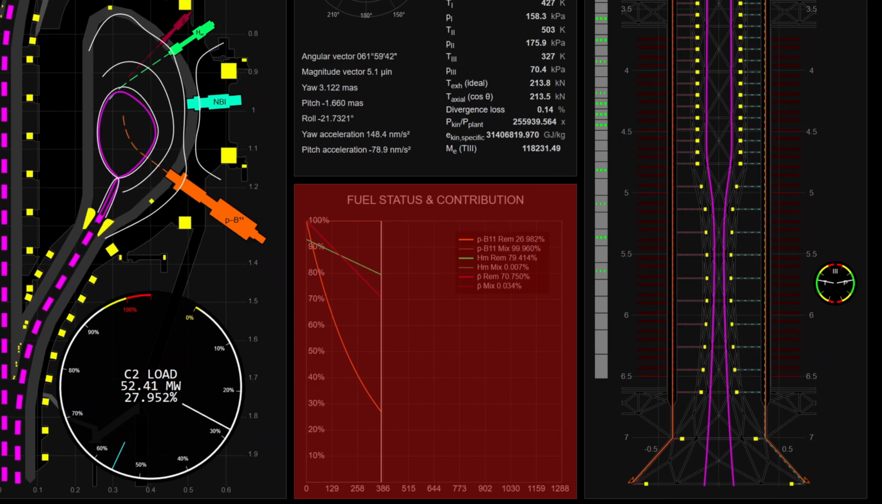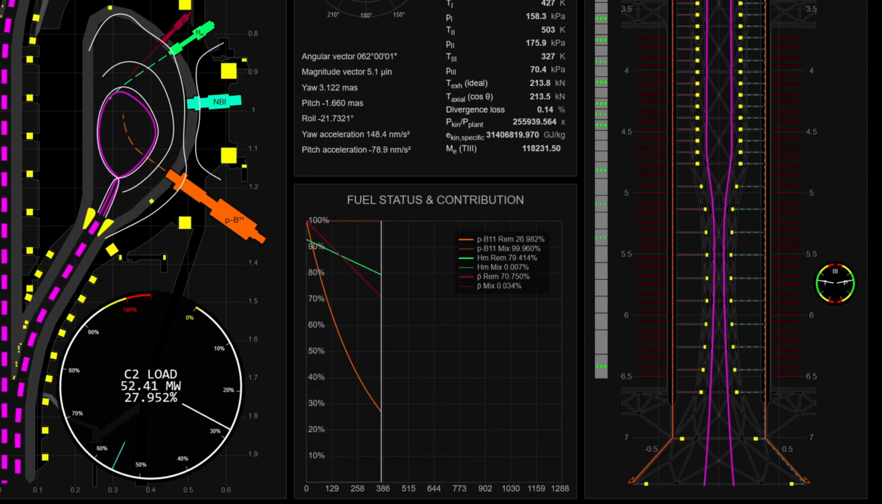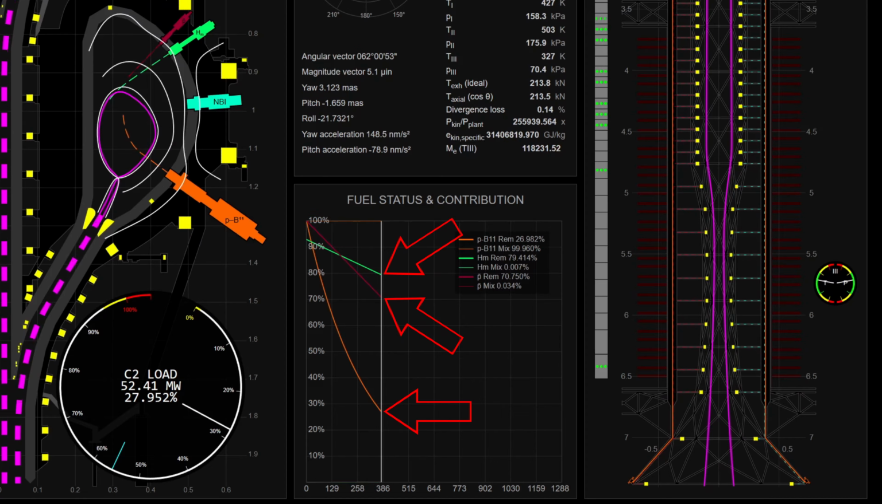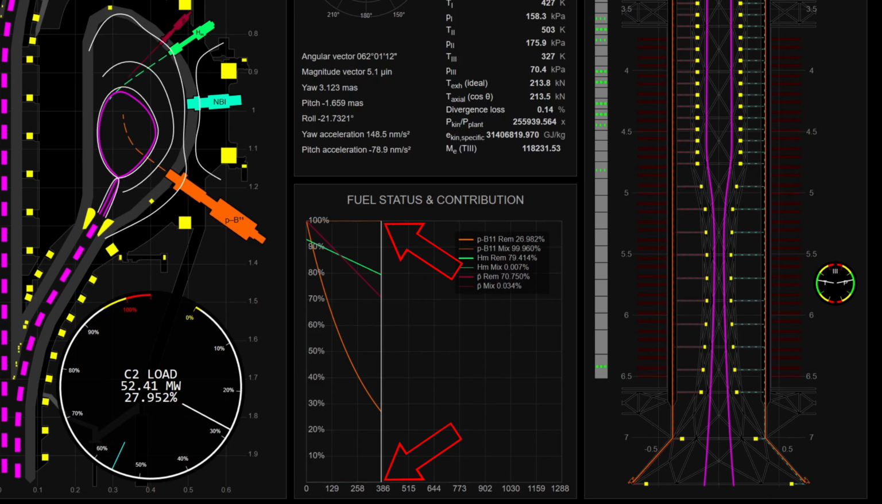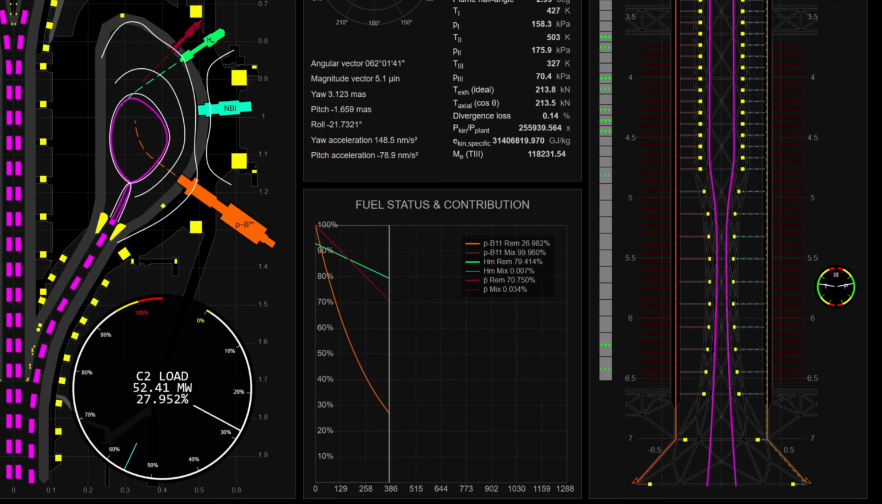The fuel status and contribution panel presents the temporal evolution of propulsion fuel inventories and their instantaneous contribution to the exhaust mass flow. Fuel remaining is plotted as a percentage of initial load versus mission proper time, while current mixture share indicates the relative contribution of each fuel to propulsion at the present operating point.